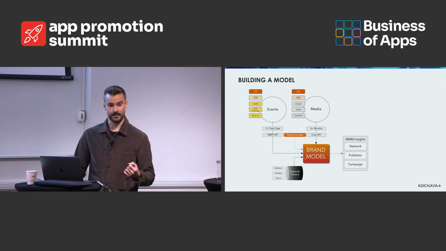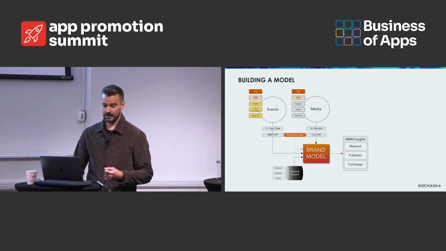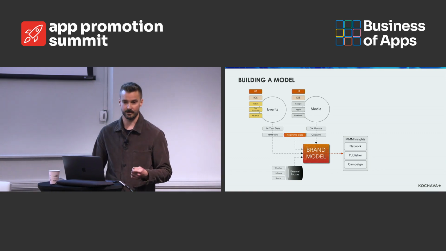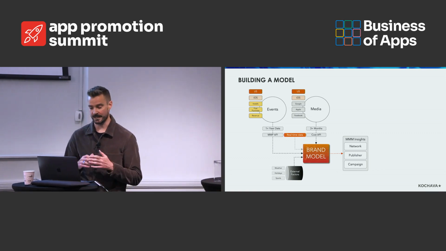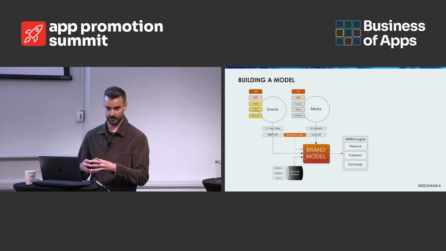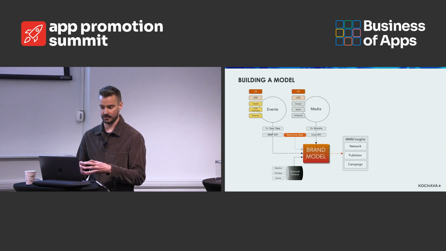The output that you get from a model should be at network level, at publisher level, and at campaign level. And what I mean by that is you should get the feedback from the model on the KPIs that you want to optimize against and the events that you want to optimize at this hierarchy.